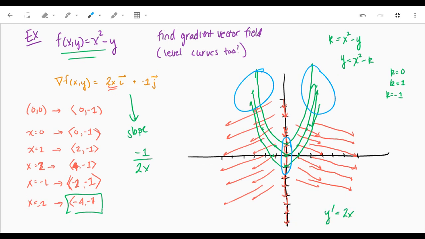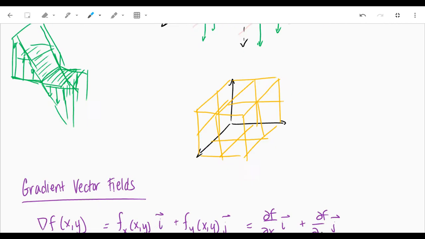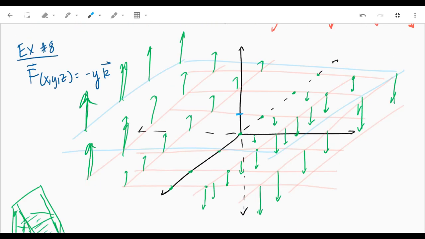Okay, all right, and that's it for 13.1. So nice little short one for you guys.